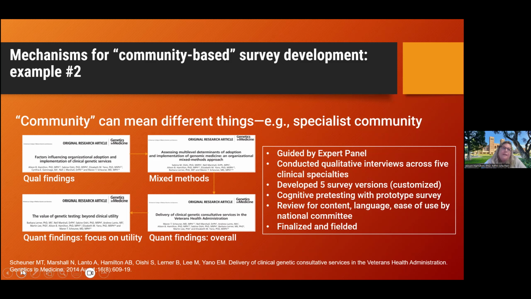And even though this might not be a classic definition of community, I hope that you find it interesting in terms of thinking about what community-based survey development might mean. It might not be one notion of what a community is, but rather thinking about how we are measuring things in different communities, like in this case, specialist communities and clinicians, where we really wanted to learn in an appropriate and relevant way about their use of these particular services.